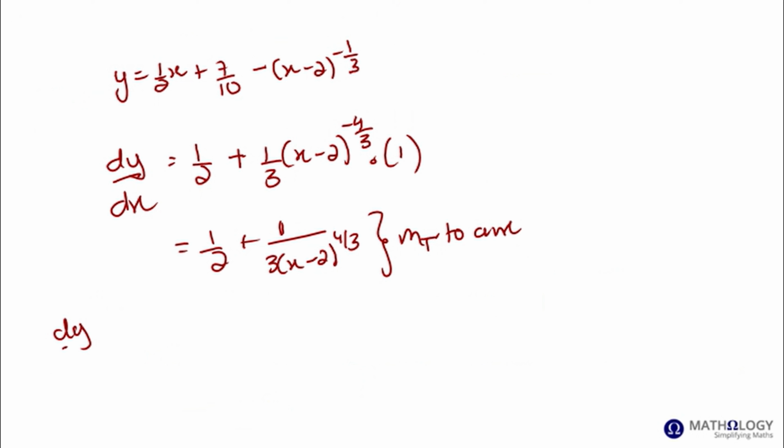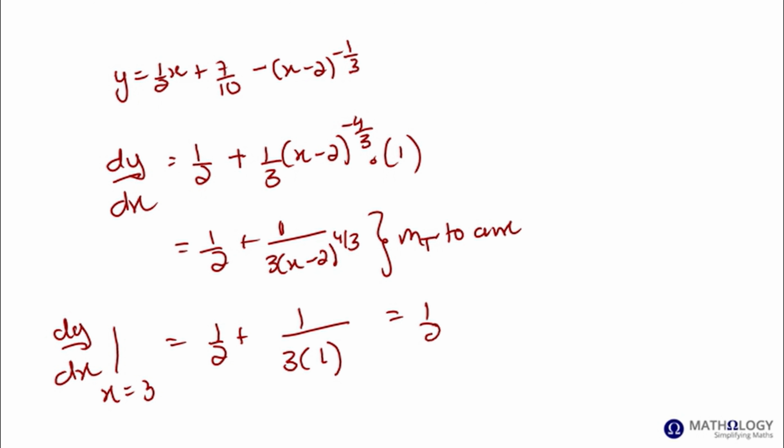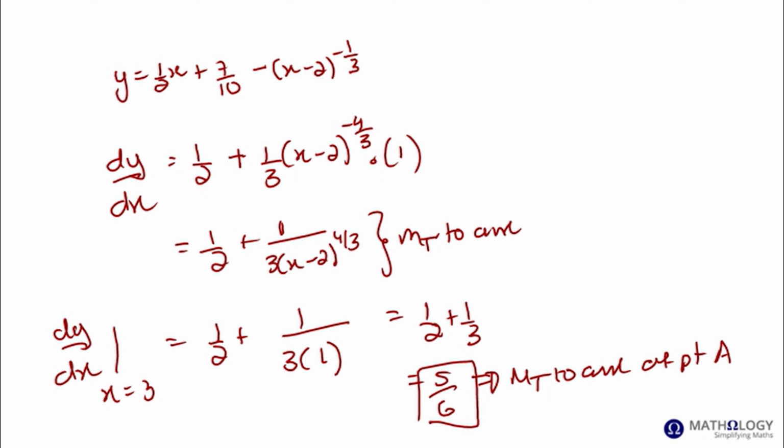So dy dx when x equals 3 is a half plus 1 over 3 times 3 minus 2, which is 1. 1 to the 4 over 3 is still 1. So a half plus a third, which is 5 over 6. 5 over 6 is the gradient of the tangent to the curve at point A. So we've got the gradient of the tangent now.